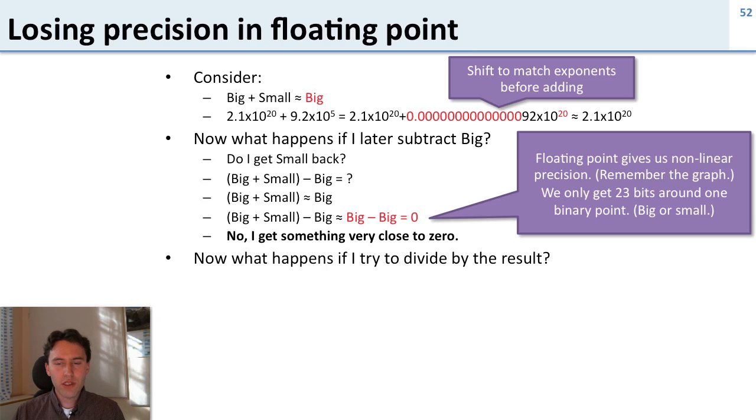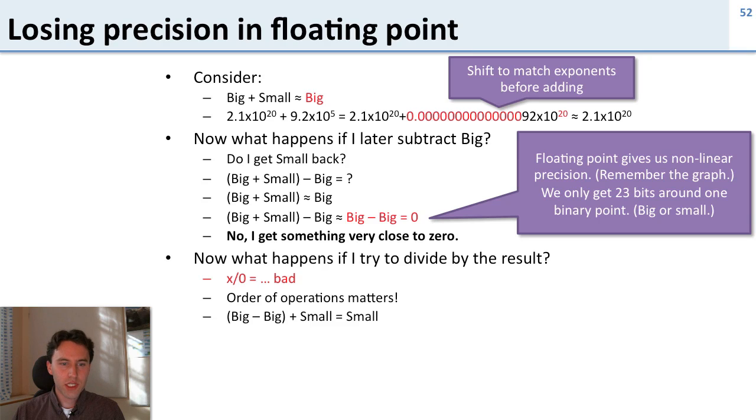So the real problem here is if you try to divide by the result. So now if I try to divide by the result of 0, I get something divided by 0, and that's infinity. And so that's bad. So what you've learned from this is the order of operations matters.